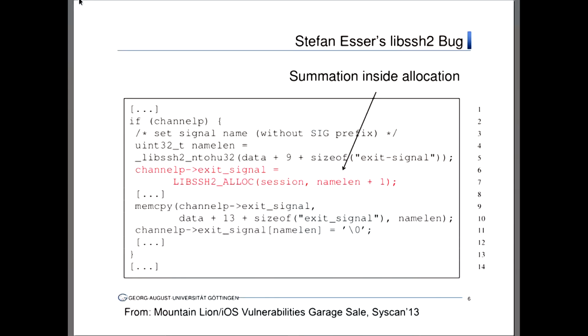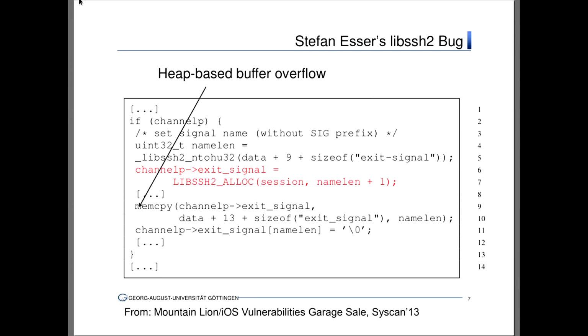is that there's an allocation. So this buffer called exit signal is being allocated, and they use this variable nameLen that has just been initialized by the attacker, and they add 1 inside the allocation. And clearly the problem is, if nameLen is the maximum size of an unsigned integer, then this will overflow, and actually something close to 0 bytes will be allocated. And now finally, there's a memcpy operation, and we copy into this buffer, which is close to 0 bytes, and we copy nameLen bytes into there, so that's about 4 gigabytes. So there's a typical heap-based buffer overflow.